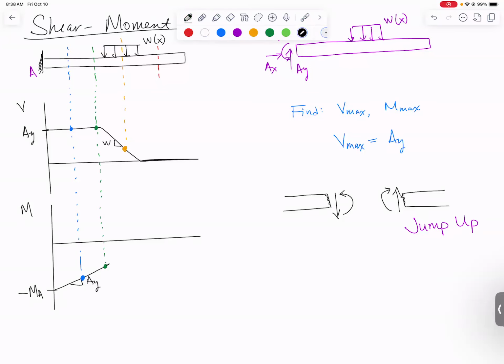Now, right when we reach the beginning of this distributed loading is when our moment diagram will no longer be a straight line, because the slope of the moment diagram starts at AY, but it's going to decrease and stay positive.